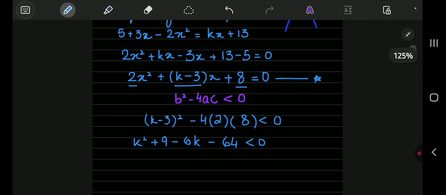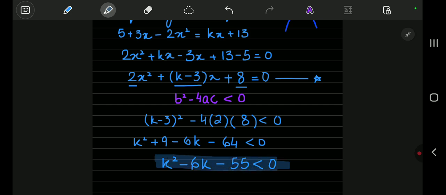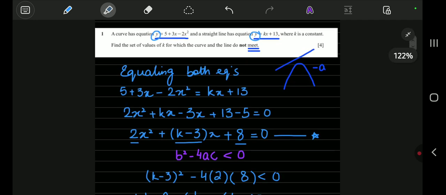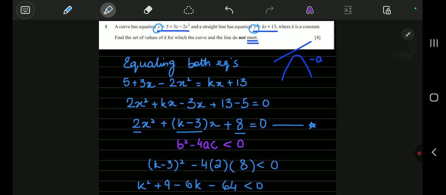Now solving it further, k square minus 6k and minus 55, 9 minus 64 is minus 55, less than 0. Now it seems to be another quadratic equation in k, and yes, we were required to find the set of values of k. So we need the quadratic in k so that when we solve it, we get the values for k.